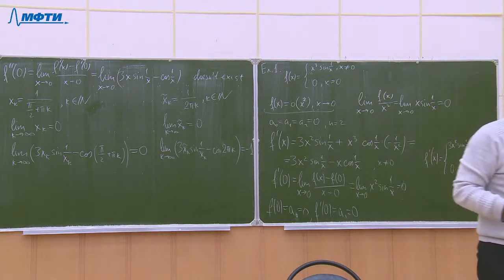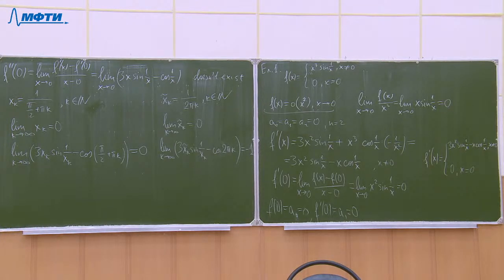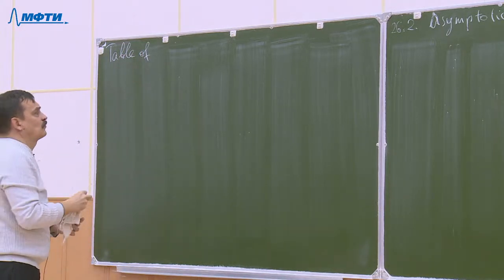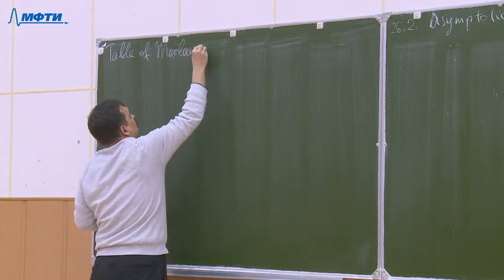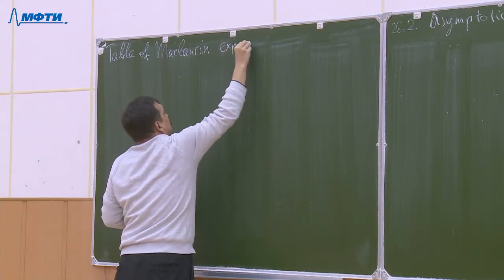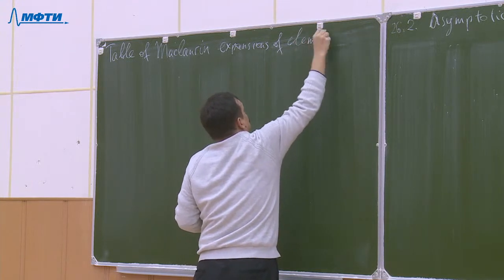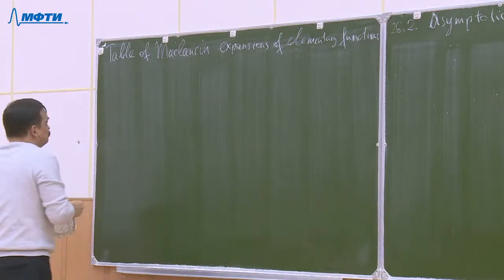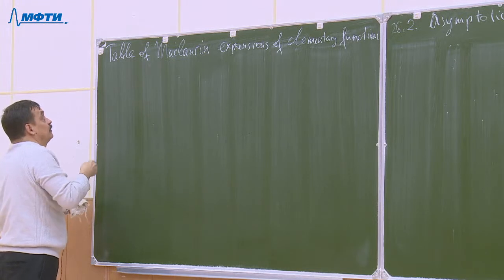Now, let us compute the main asymptotics. It will not be a theorem, but it's very important, so maybe a table of Maclaurin expansions of elementary functions. So there are the main asymptotic Maclaurin expansions. Here all of them are Maclaurin, we will prove it.